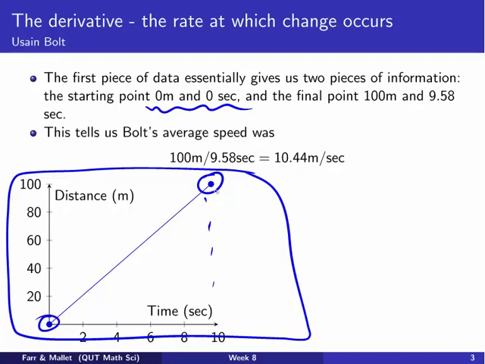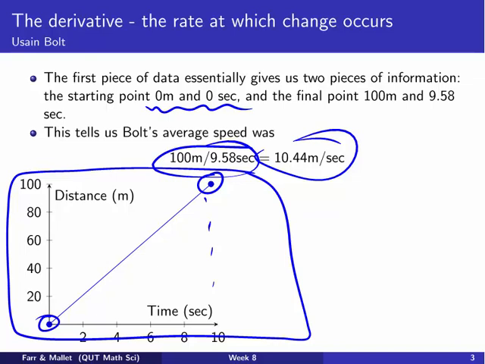Now what we can tell from that is an average speed. If we take the distance travelled, or 100 minus 0, and divide it by the time taken, 9.58 minus 0, we get his average speed over the whole race. You calculate that on your calculator and get 10.44 meters per second. Now that in itself might be enough for a news report.